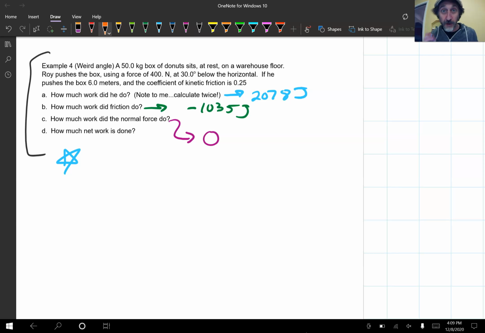And then the net work you can calculate 2 ways. I will talk about this later on. There are 2 ways you can calculate the net work. But regardless of which way you do it, you end up getting 1,043 joules is the net work. Okay? All right, so let's do example 5 because I think it really drives home an important point.